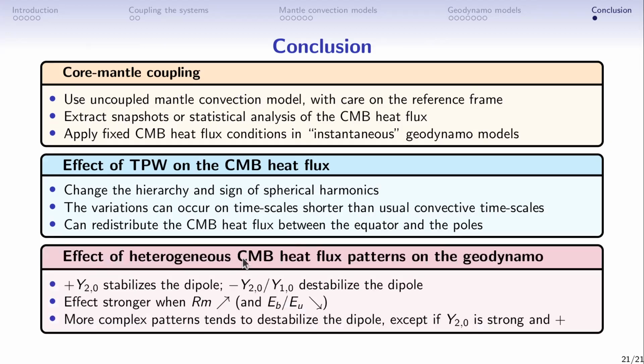And finally, for the effect of heterogeneous heat flux patterns on dynamo models, we find that the plus Y20 pattern tends to stabilize the magnetic dipole, while the minus Y20 and Y10 patterns tend to destabilize the dipole. The effect is stronger when the magnetic Reynolds number is high and the ratio of magnetic to kinetic energy is not too high. And for more complex patterns, it tends to destabilize the magnetic dipole, except if the Y20 component is strong and positive. And that's all for me.